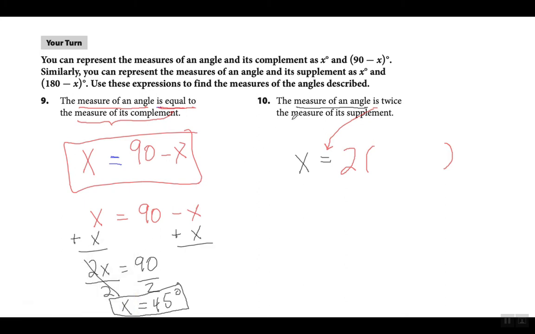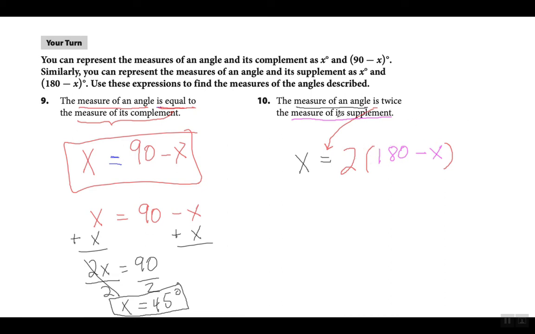Is twice the measure of its supplement. The measure of its supplement is 180 minus x, which I went over earlier. So that's how you set up the equation. La medida de un ángulo es dos veces. Twice quiere decir dos veces. Eso quiere decir multiplicar por dos. Por eso puse dos y los paréntesis.